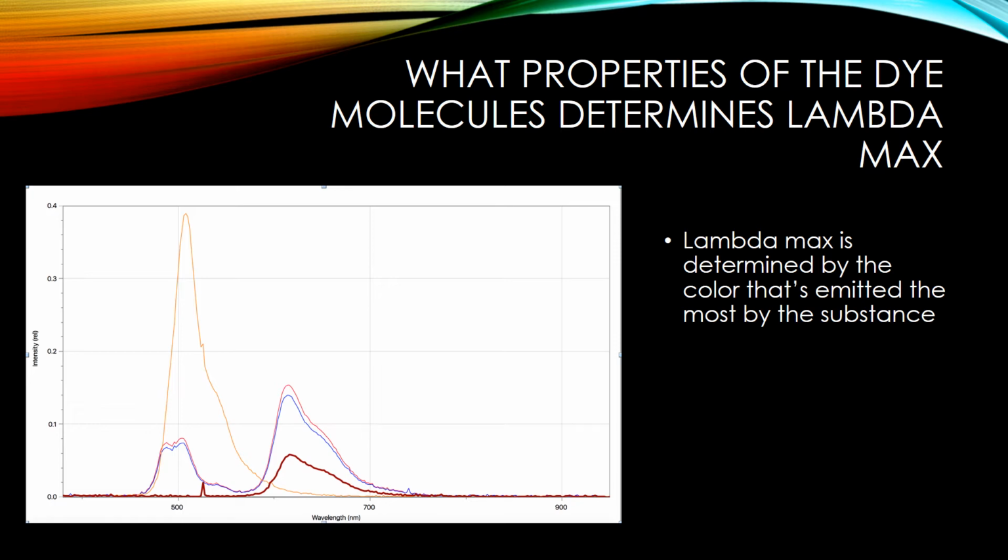substance. This can be seen in our data when both the red glow stick solution and the mixed glow stick solution have the same lambda max, but the mixed glow stick solution has a second peak at a lower wavelength, even though it still has the same lambda max as red at about 616 nanometers.